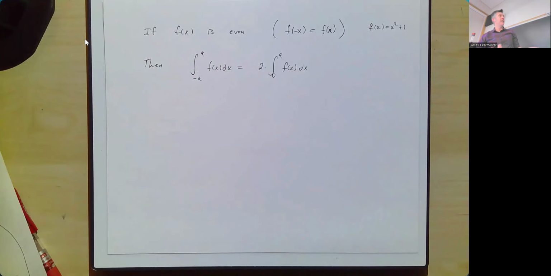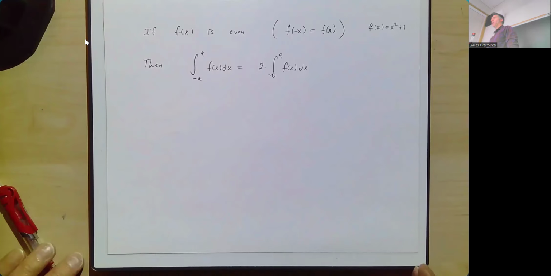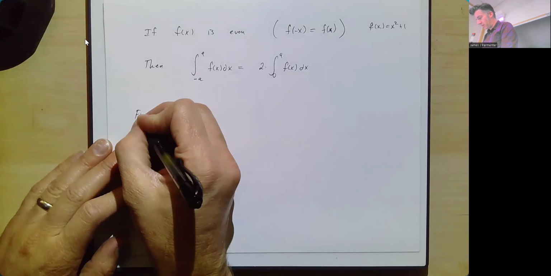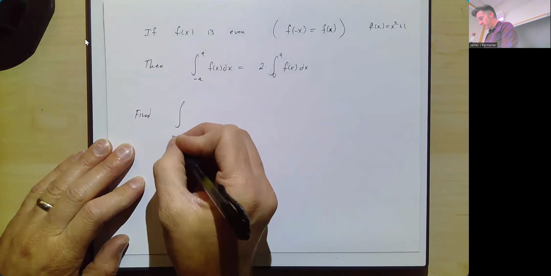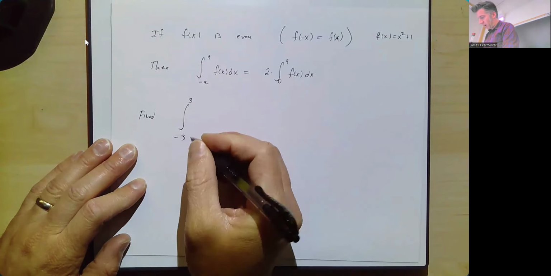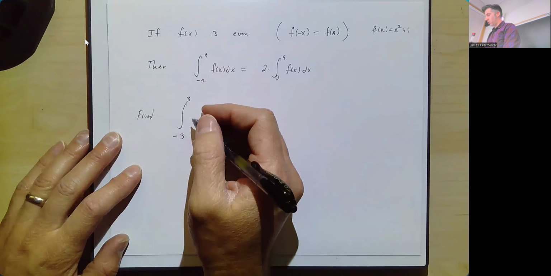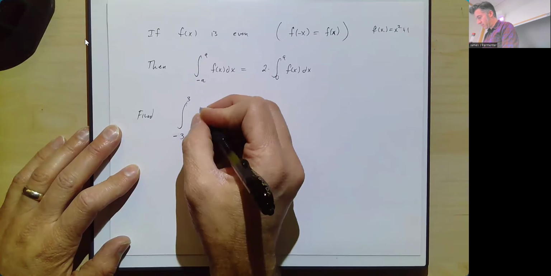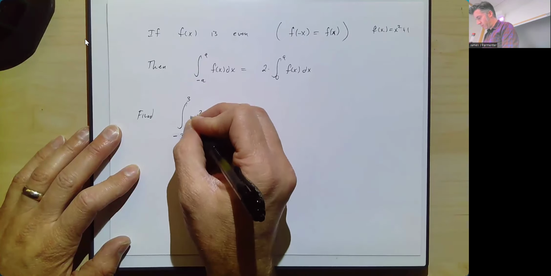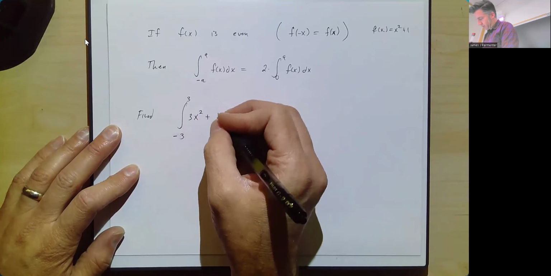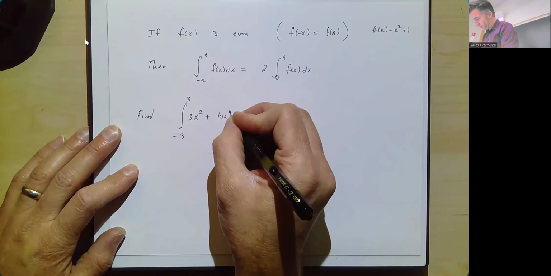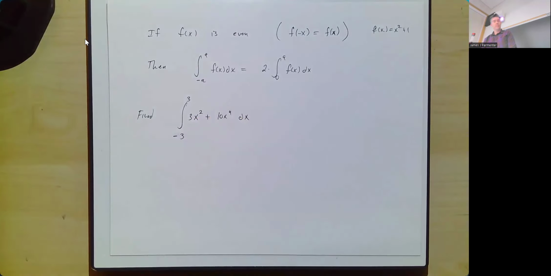This is not nearly as useful. You still have to actually do work to find the answer, but let me point out why it's kind of useful. So let's say I want to find the integral from -3 to 3 of 3x squared plus 10x to the 4th, which is definitely an even function. How do I know it's even?